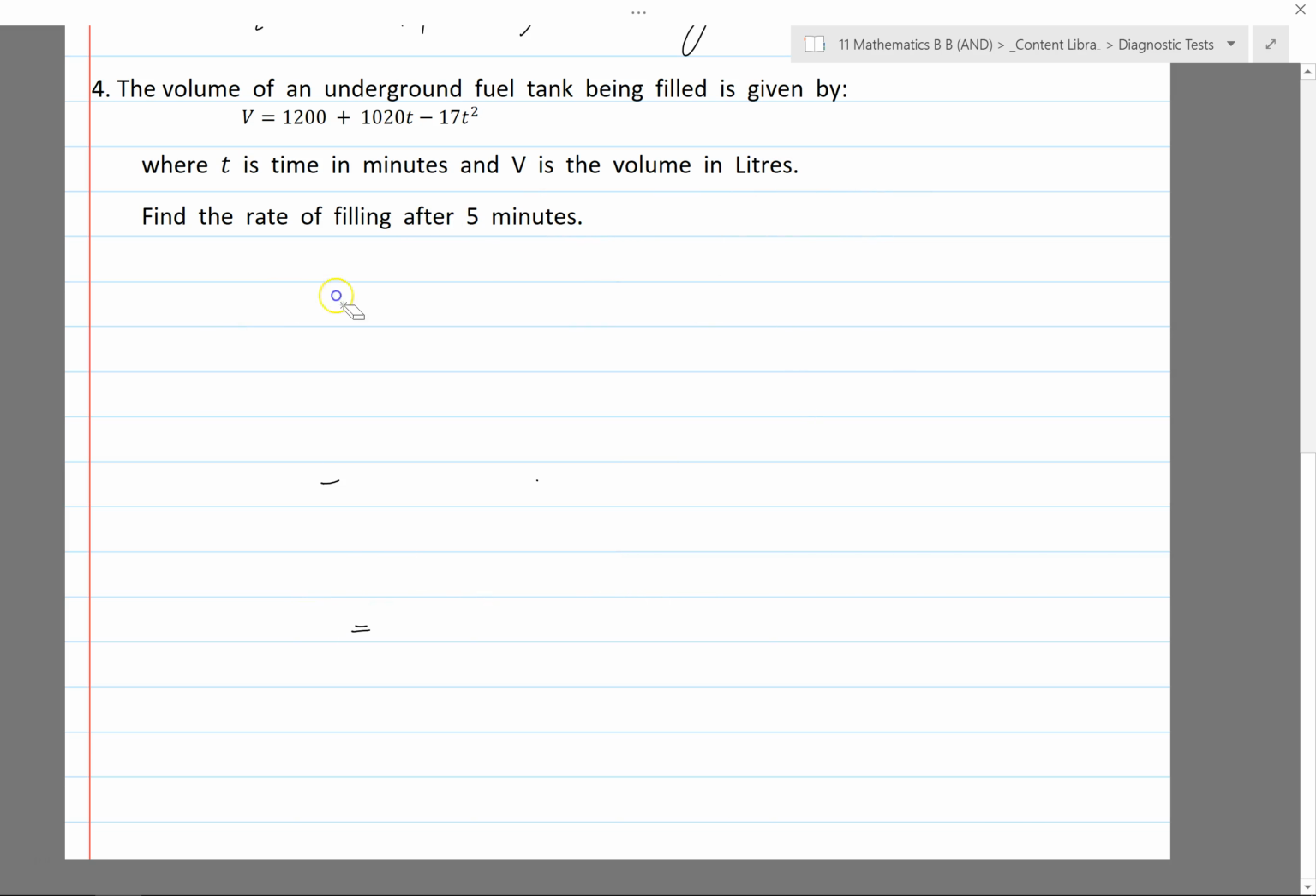Okay, so trying to do question 4. The volume of the tank is being filled by this function, where t is time in minutes and v is the volume in liters. Find the rate of filling after 5 minutes. Rate of filling means what's the change in volume versus the change in time, or what's v dash of t. Rate of filling after 5 minutes means what's v dash of 5, or in the other notation, dv/dt when t equals 5.